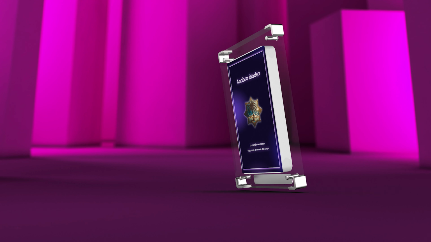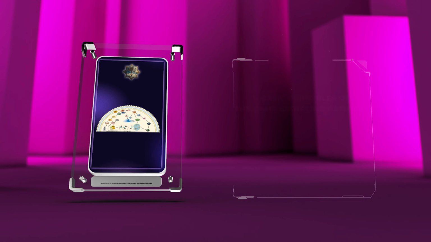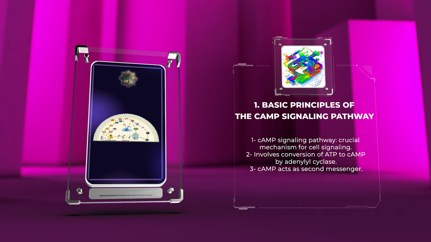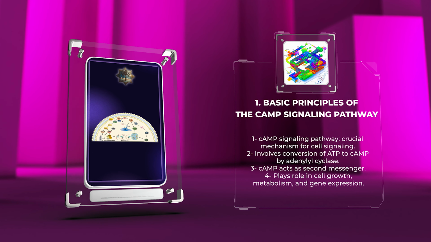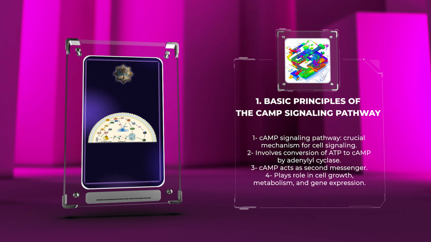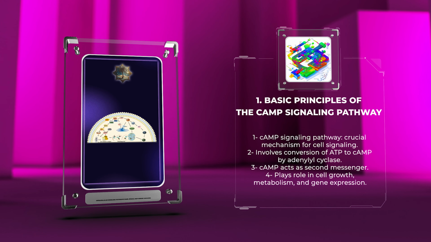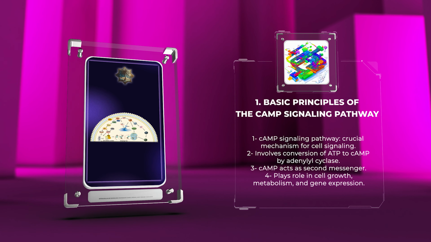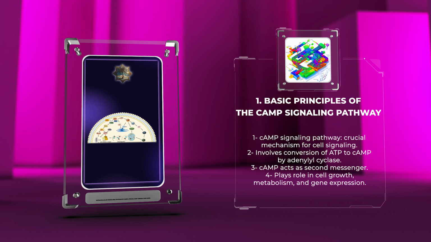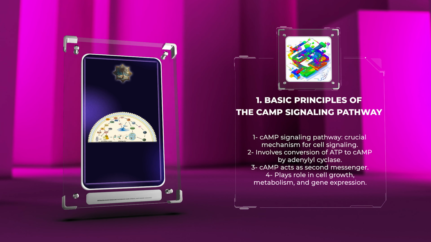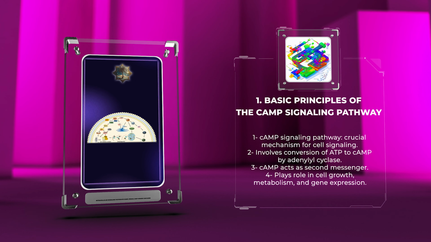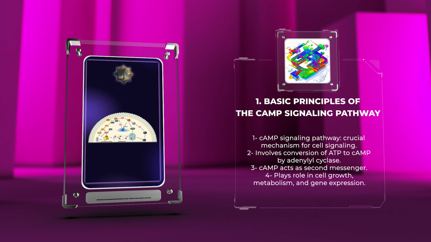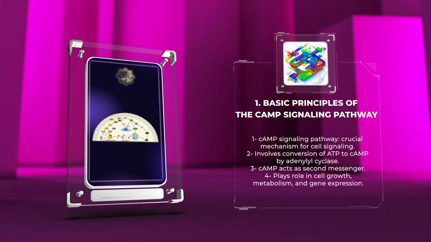The cAMP signaling pathway is a crucial mechanism used by cells to relay extracellular signals to intracellular responses. It involves the conversion of adenosine triphosphate, ATP, to cyclic adenosine monophosphate, cAMP, by the enzyme adenylyl cyclase. cAMP acts as a second messenger, transmitting the signal from cell surface receptors to effector molecules within the cell. This pathway plays a pivotal role in numerous physiological processes such as cell growth, metabolism, and gene expression.